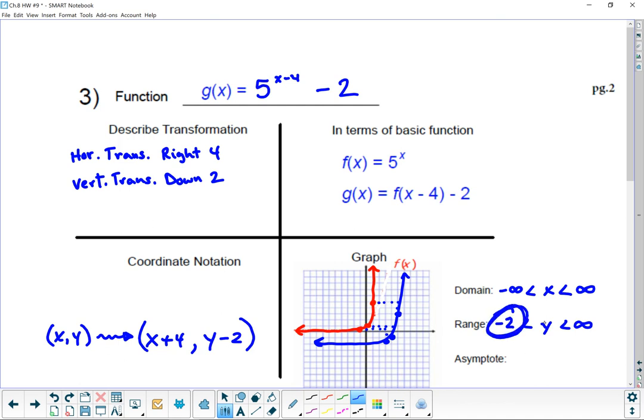And then your asymptote always is based off of this number right here. So it's going to be y equals negative 2. And the asymptote in itself, it looks like this right here. That's an asymptote. It's an invisible line that the graph follows forever. And that line is y equals negative 2. That's why we call it an asymptote.